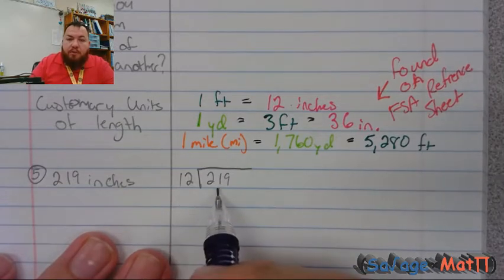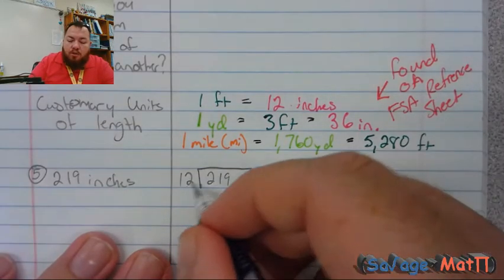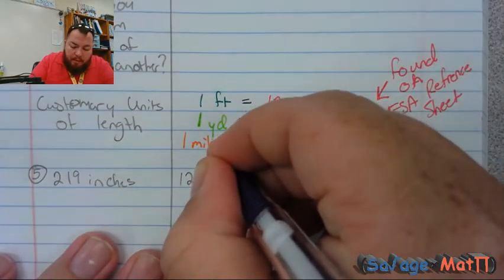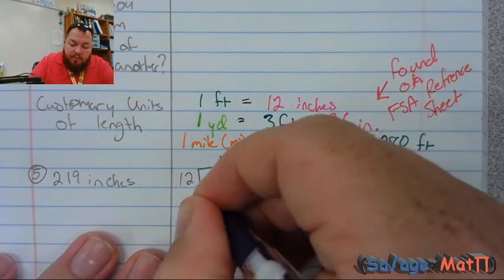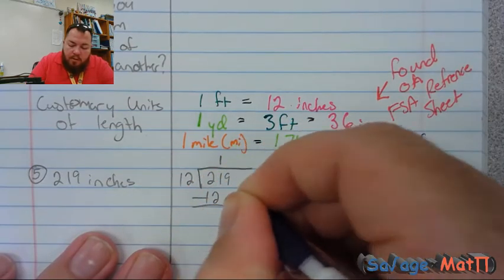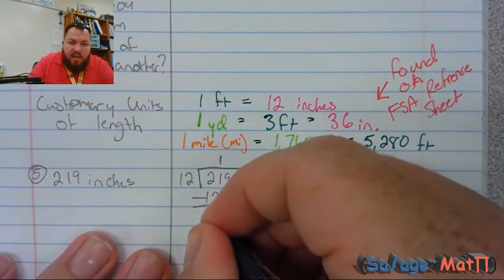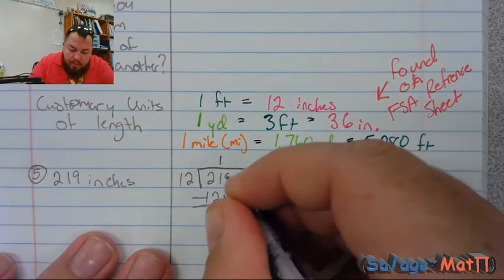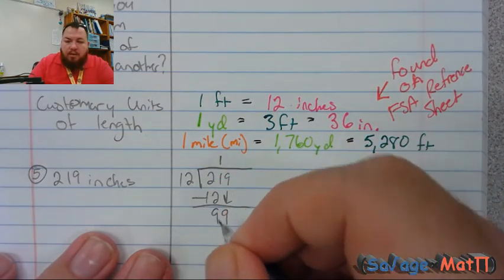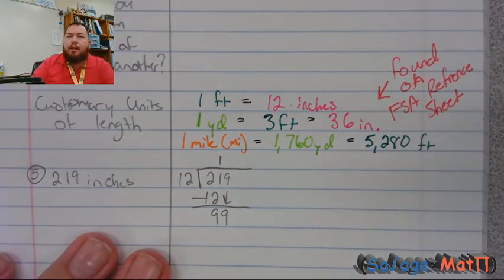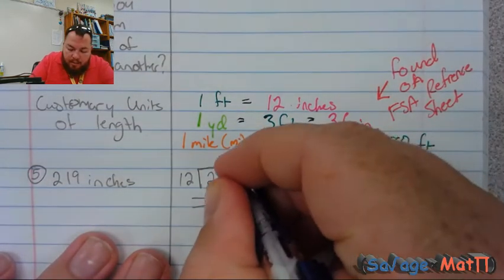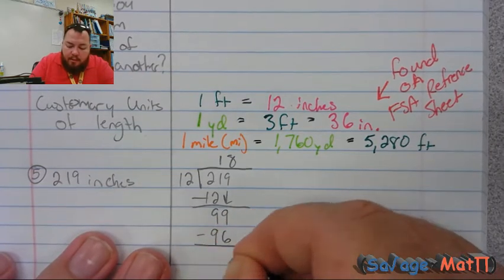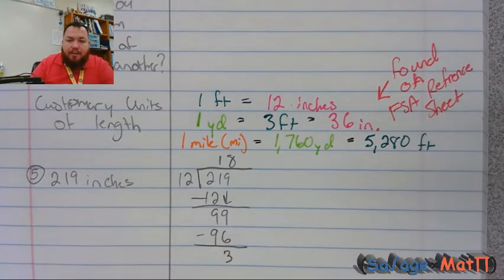So does 12 go into 2? No. Does 12 go into 21? Yes. One time. 12 times 1 is 12. So give me 9. 12 does not go into 9. So I'm going to bring down my 9. Does 12 go into 99? Yes. 8 times. 8 times 12 is 96. This is going to leave me 3.